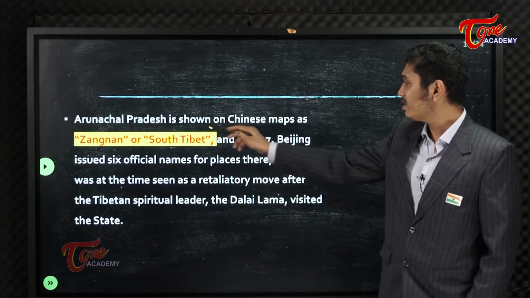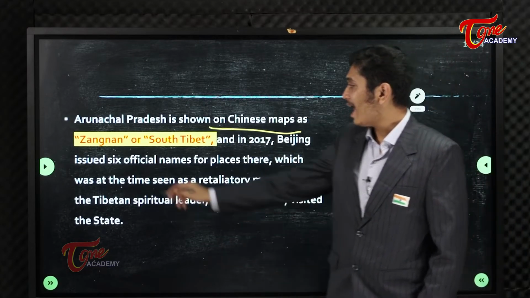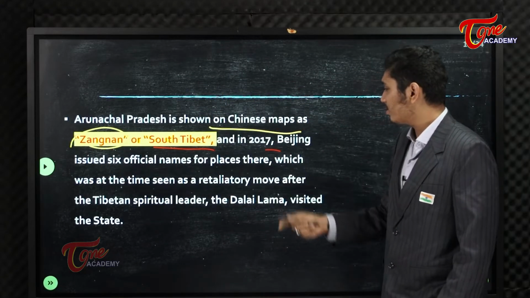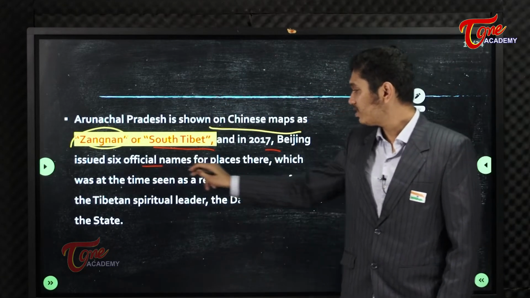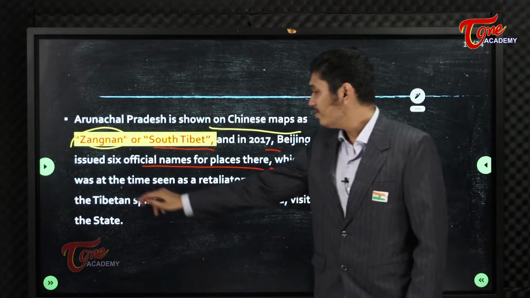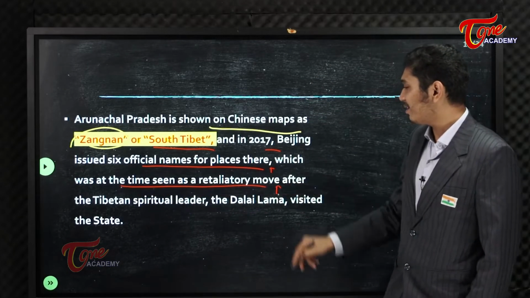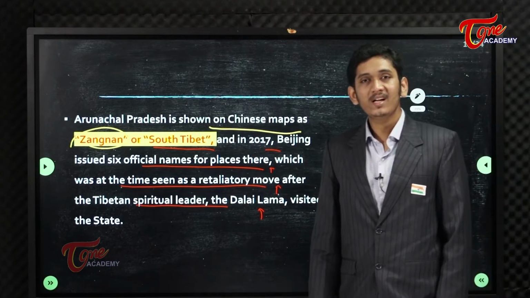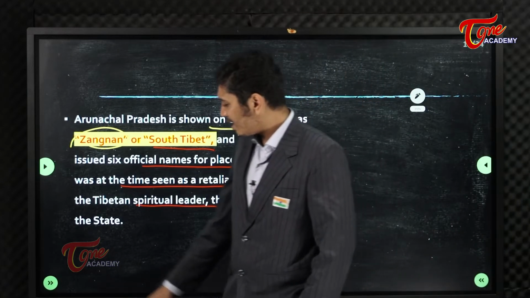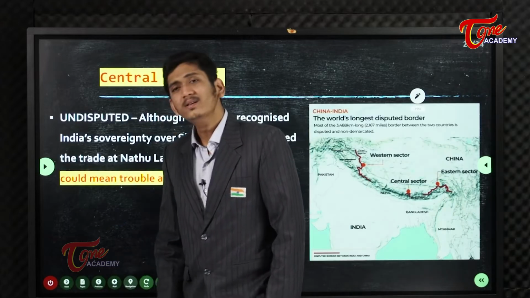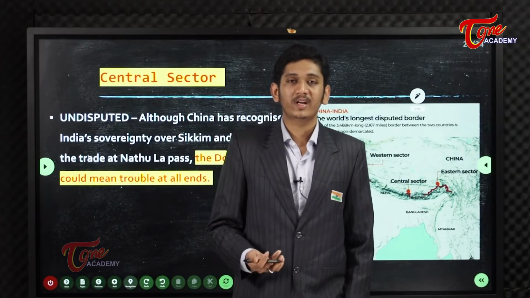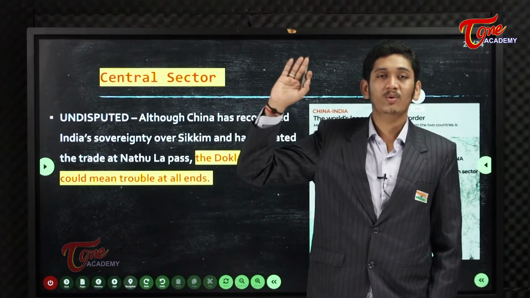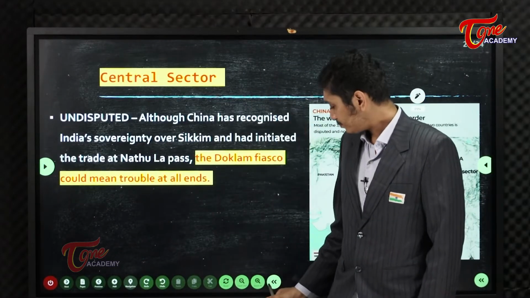Next, Arunachal Pradesh is shown on the Chinese map as Zangnan, or South Tibet. In 2017, Beijing issued 6 official names for places there, which was at the time seen as a retaliatory move after the Tibetan spiritual leader Dalai Lama visited Arunachal Pradesh, because they hate the Dalai Lama, as Tibet is headed by that spiritual leader. So as a retaliatory measure, they have shown this whole region is theirs.